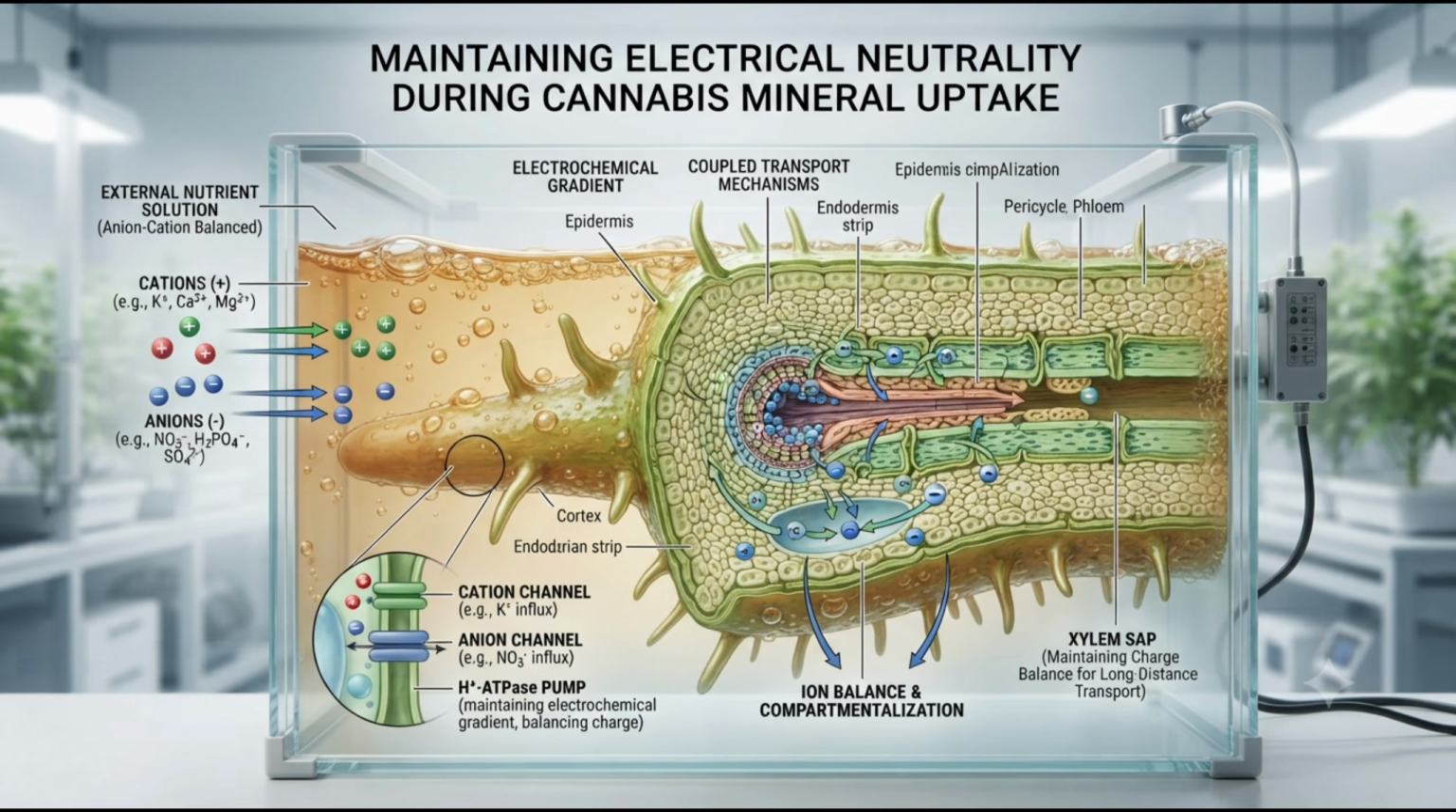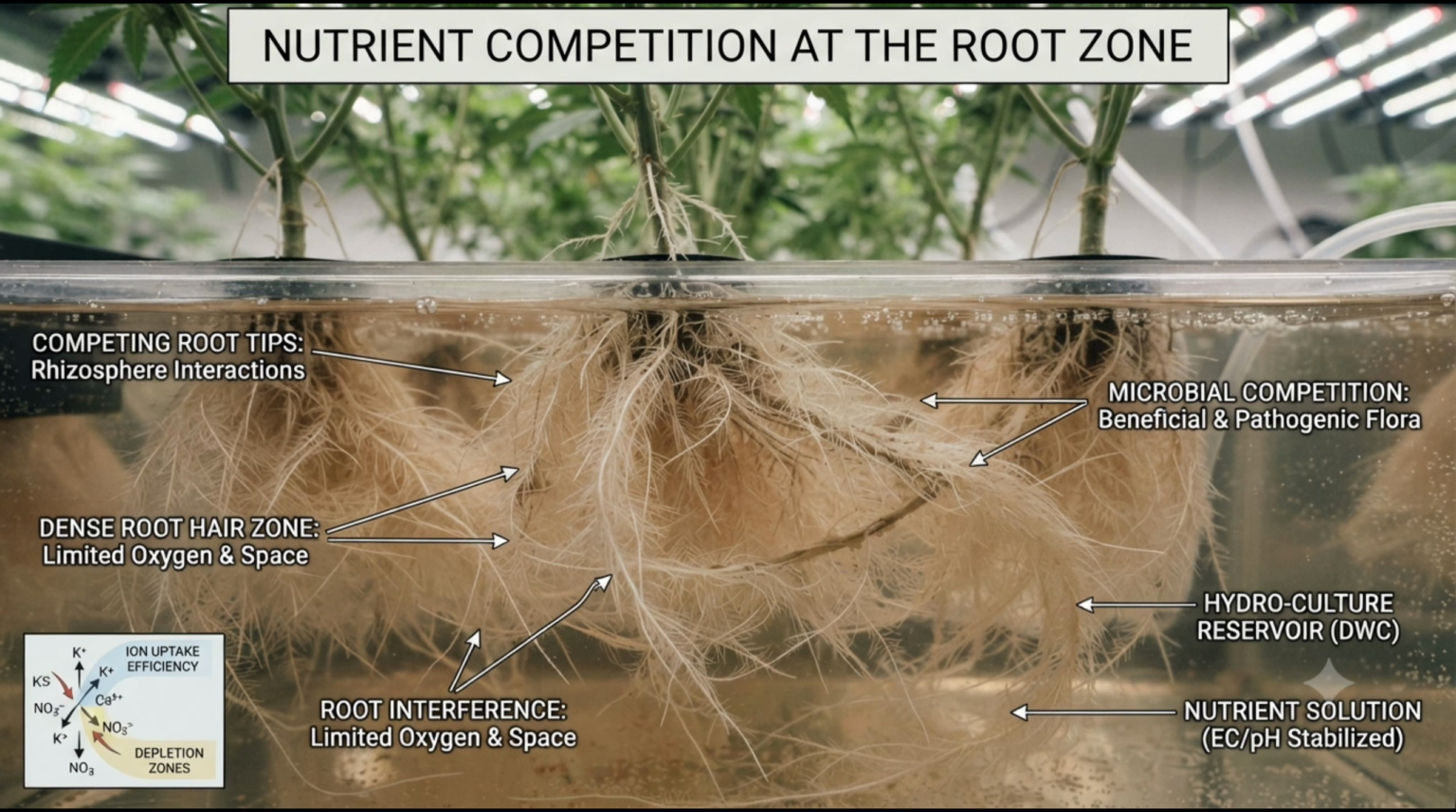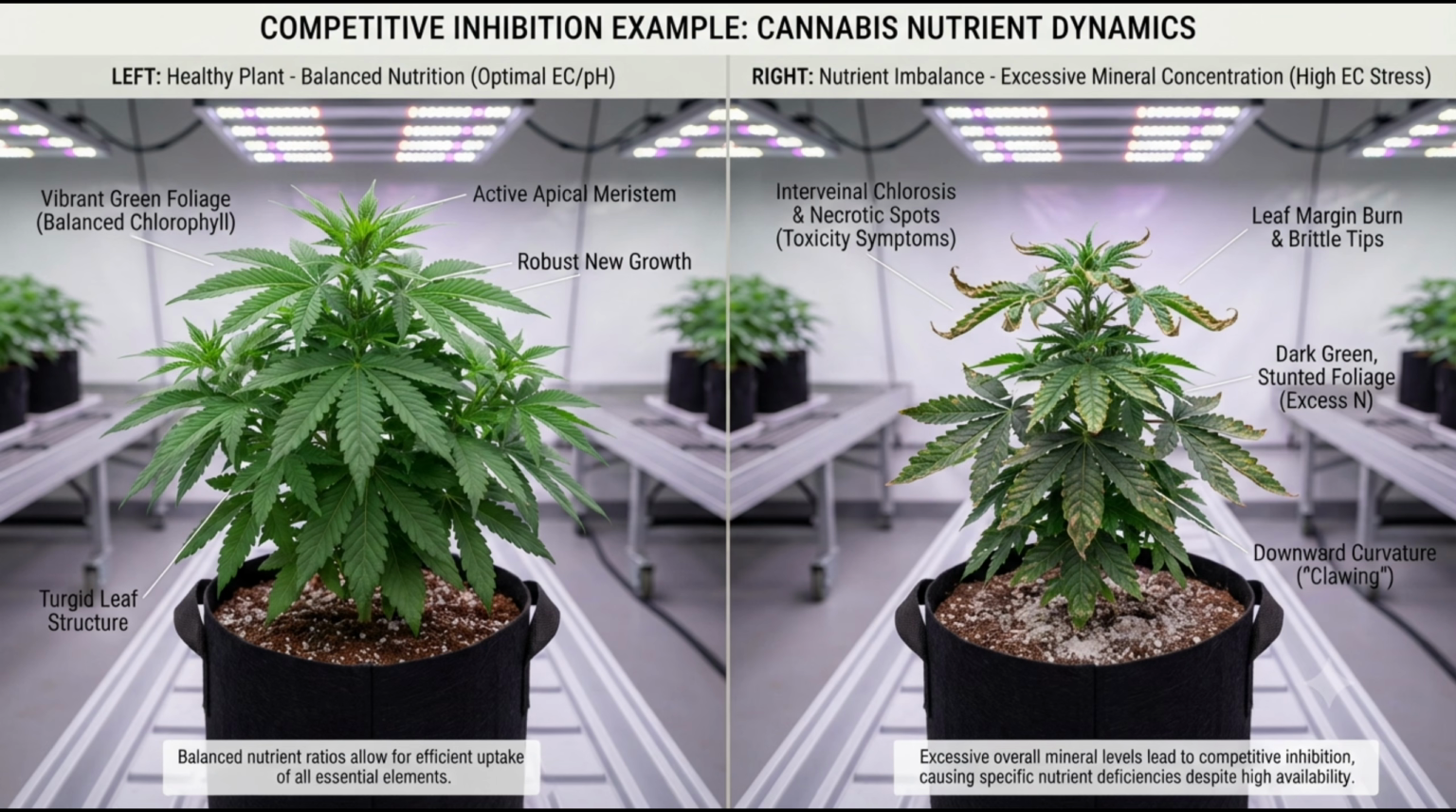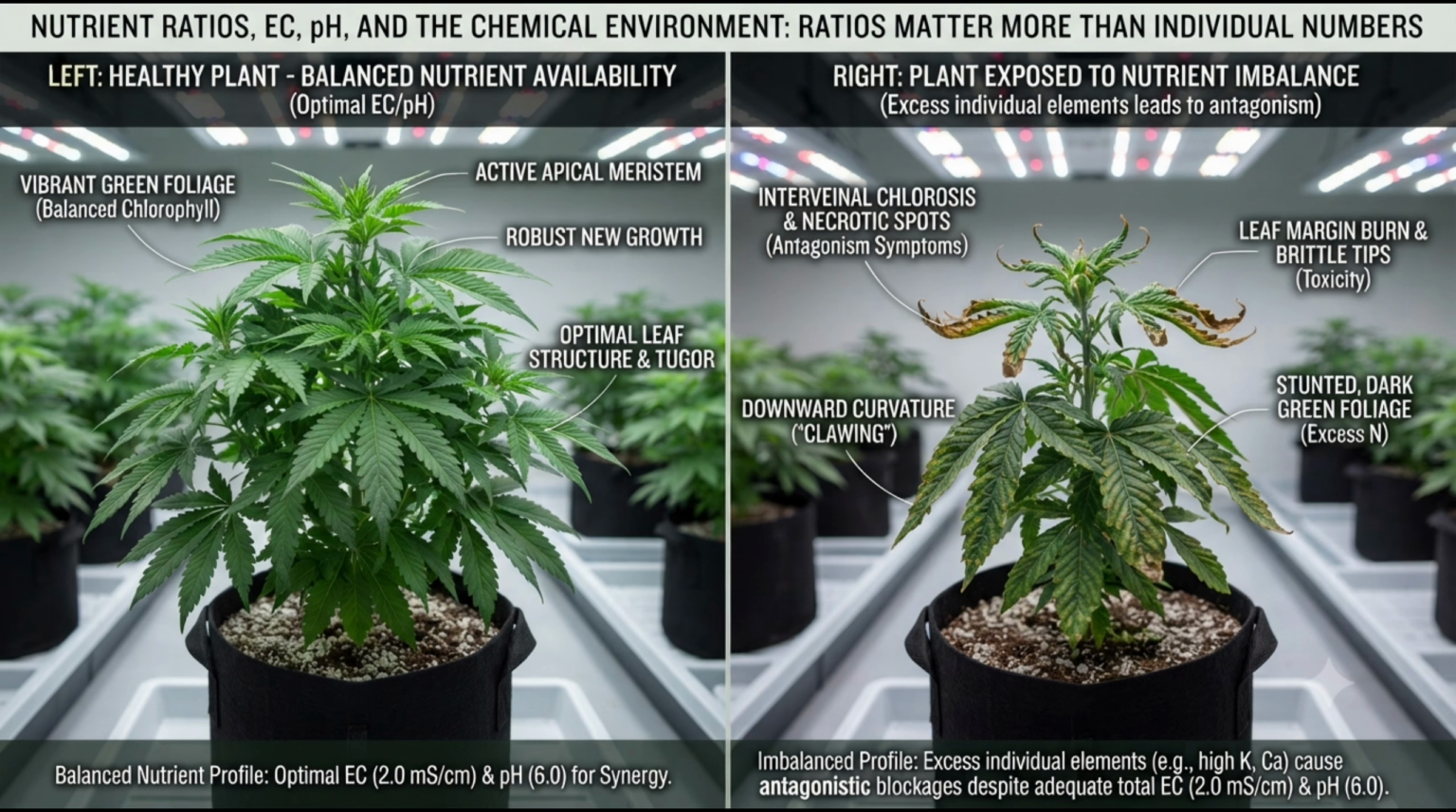The plant must maintain continuous electrical neutrality, meaning uptake of one group directly affects uptake of the other. When this balance is disrupted, competitive inhibition occurs where excess of one ion suppresses uptake of the other, producing multi-layered deficiency patterns rather than single point failures. This is where nutrient ratios become more important than elemental concentration.